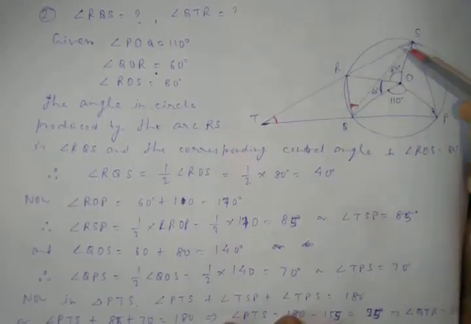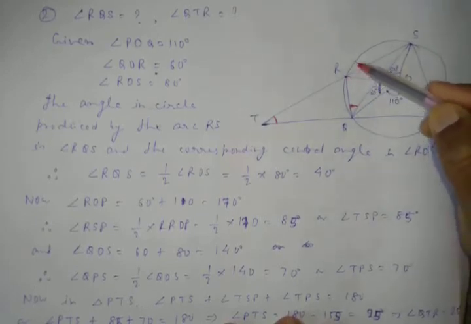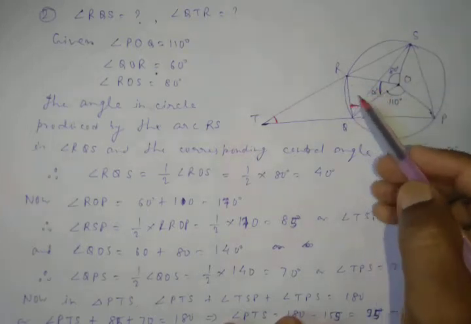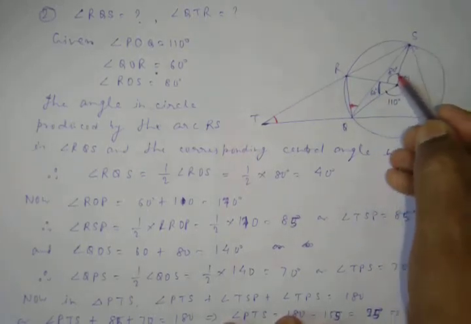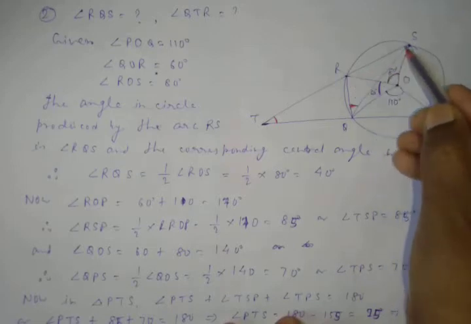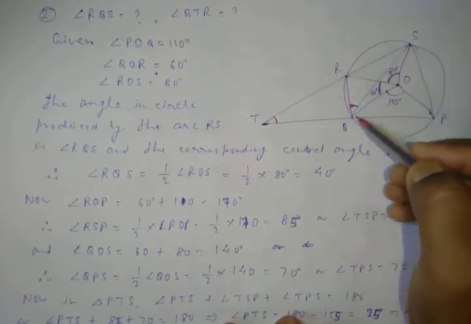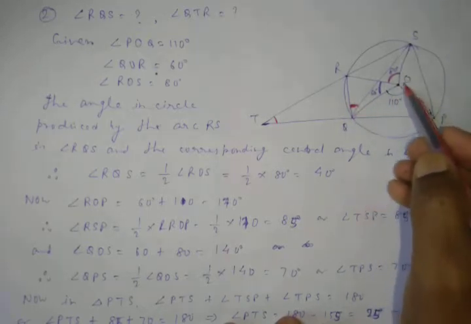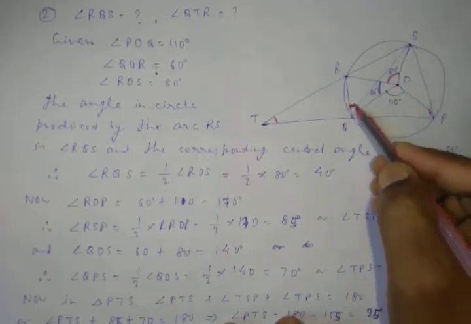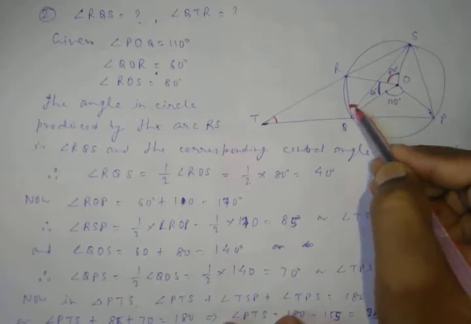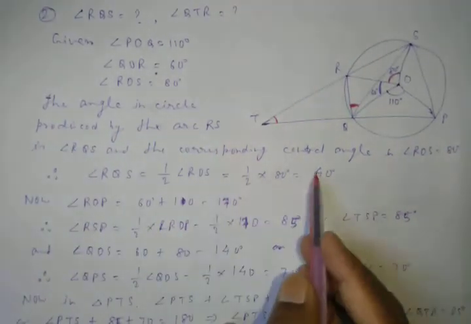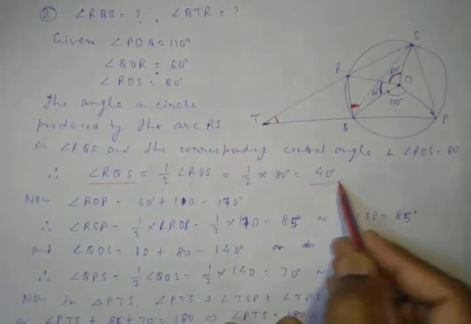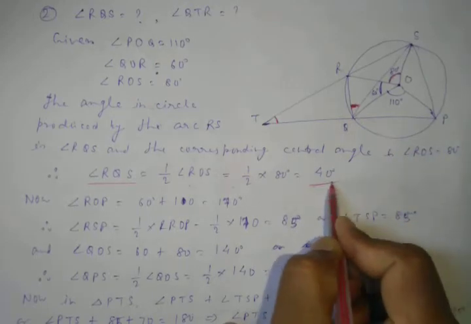here we have the arc RS. See, the arc is here, RS, and on this arc subtends angle ROS at the center here. And this same arc subtends angle RQS here. So this angle will be half of this angle because the angle at the center is twice the angle in the alternate segment. So this angle will be equal to 40 degrees. So see that I have found here that RQS equals half into ROS. So this is 40 degrees. So this is found, that is, we got the first answer.